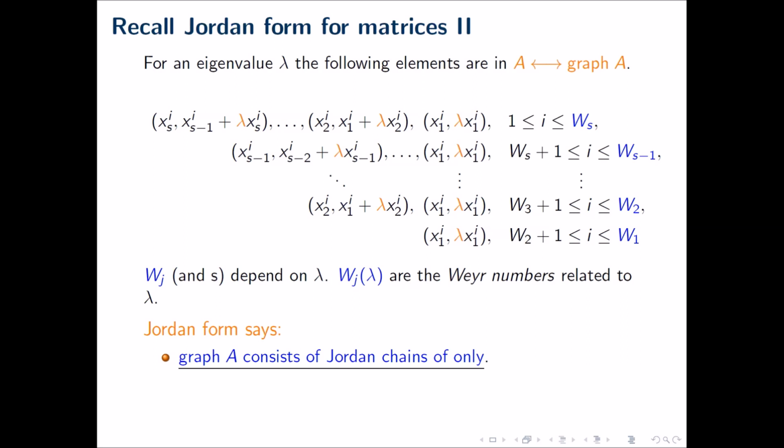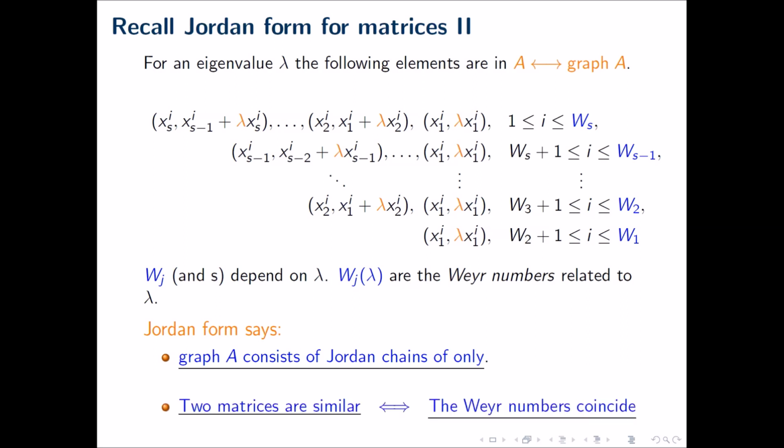Good. This is one thing, and the other thing, which you all know, is that two matrices are similar to each other if and only if the Weyr numbers coincide, or what is the same, they have the same block structure, the same Jordan canonical form. So this is the main reason. We don't go too much into this. This is standard stuff. I wanted to have the Weyr numbers because I will use them later. Okay, so that's it.